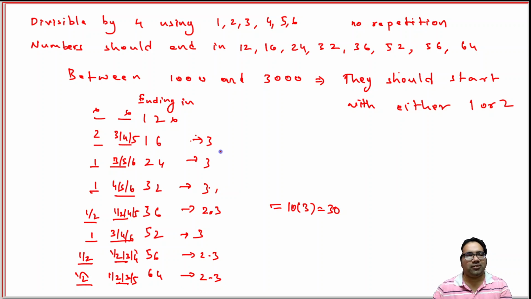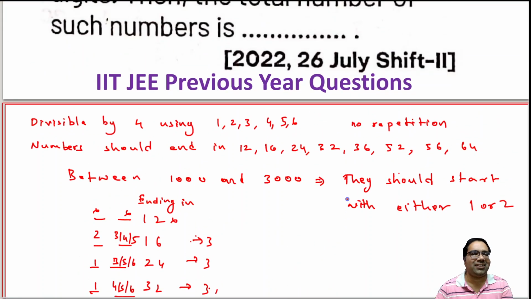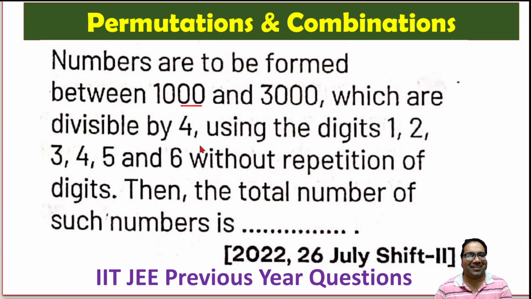So 2 into 3. So that means all of this total will become 10 into 3. This is 2 plus 2 is 4, 5, 7, 8, 9, 10. 10 into 3 is equal to 30. So basically, we can create 30 such numbers. Right, guys?